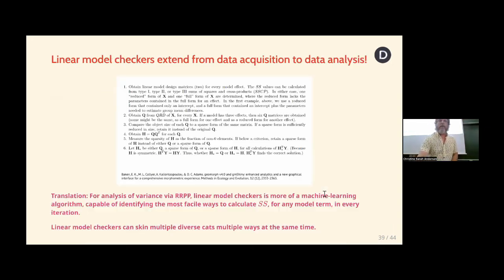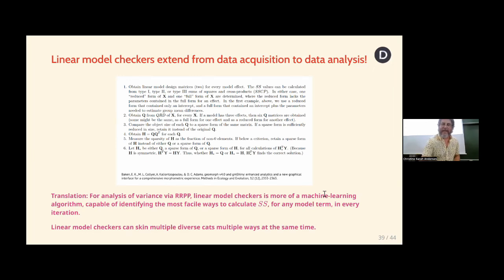This is cool. Now, I've also done this for analysis of variance. I don't expect you to read all that. That's just a screenshot. But let me say that this is what I've been able to do there. I've been able to sense the environment, find out whether I should be using Q or H or a sparse estimate of Q or H in each case for every model term in analysis of variance, and then map those out across all iterations. Here's the simple way to say it. Yes, there are multiple ways to skin a cat, but with linear model checkers, we can skin multiple diverse cats multiple ways at the exact same time.